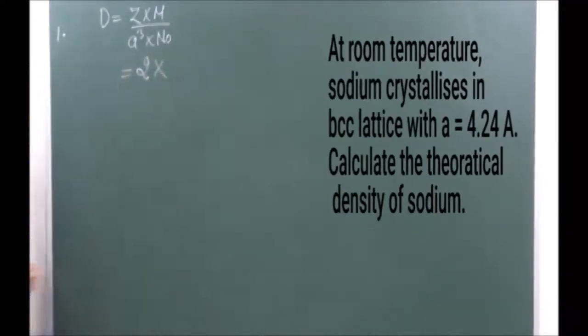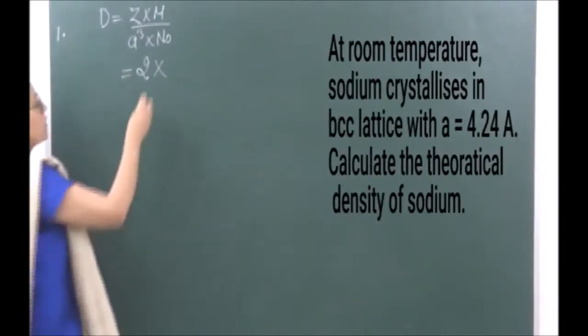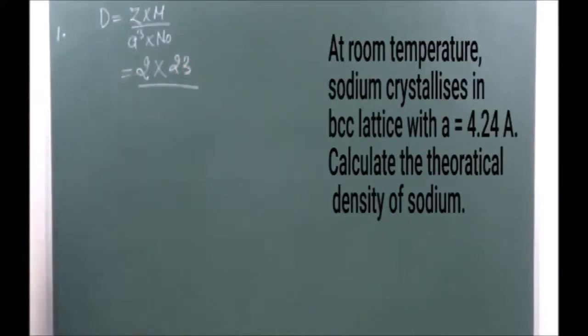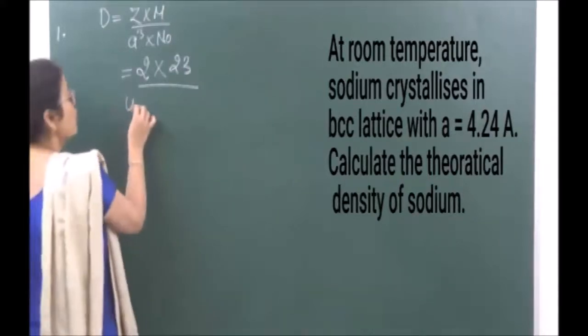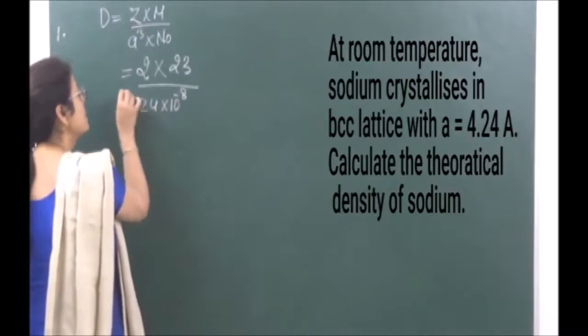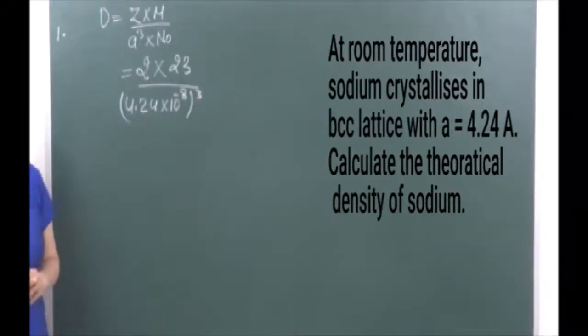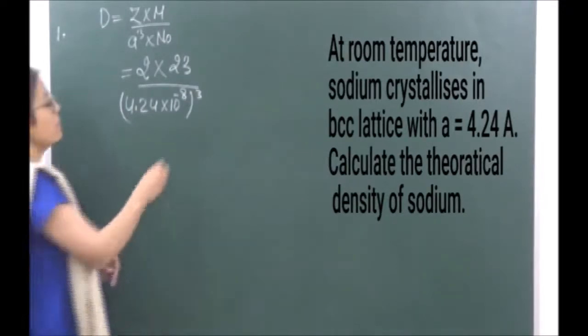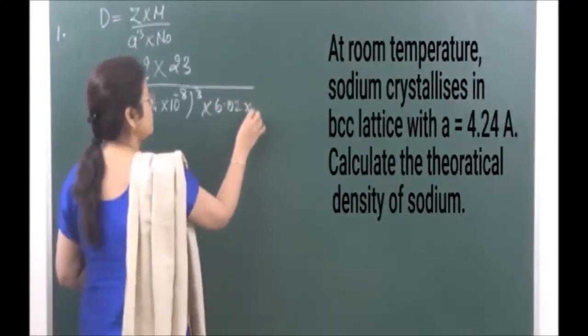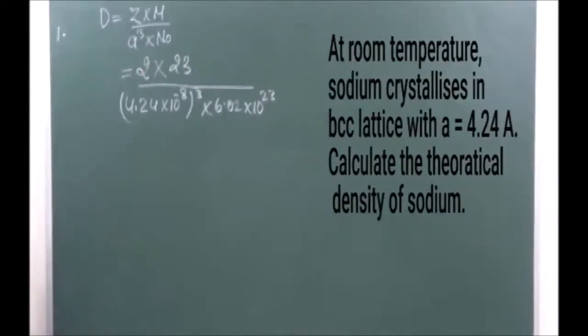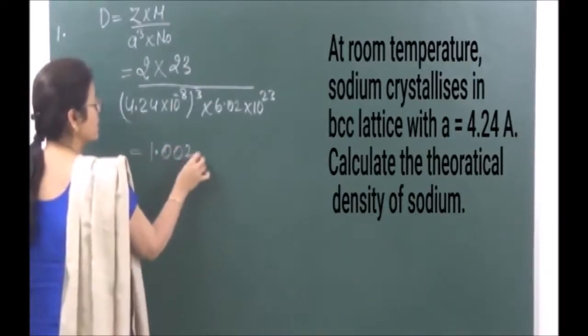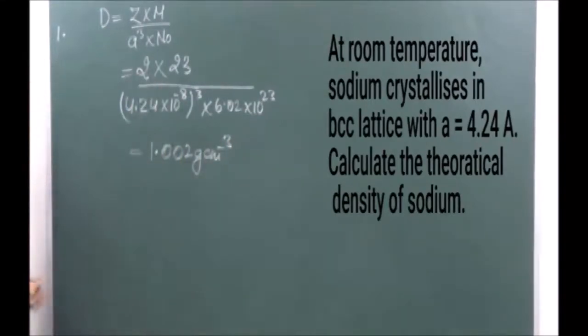Then we take the atomic mass of sodium, which is 23. The edge length given is 4.24 Angstrom. This has to be converted into centimeter, so (4.24 into 10 raised to power minus 8) cube. 1 Angstrom is equal to 10 raised to power minus 10 meters, so 1 Angstrom will be equal to 10 raised to power minus 8 centimeters, into Avogadro's number, 6.02 into 10 raised to power 23. When you calculate this, the density comes to 1.002 gram per centimeter cube.